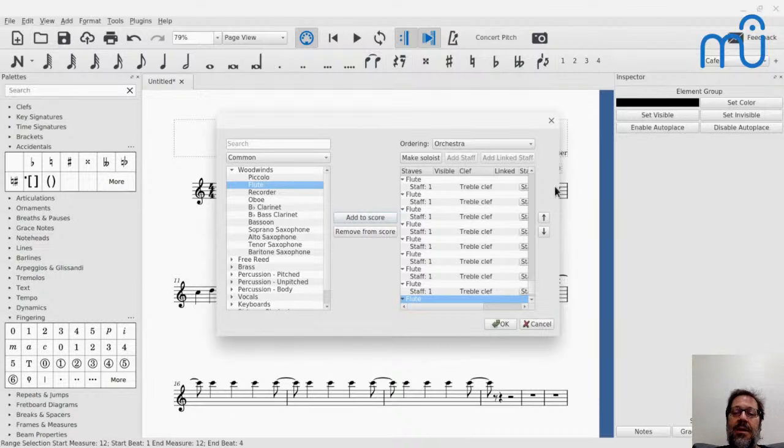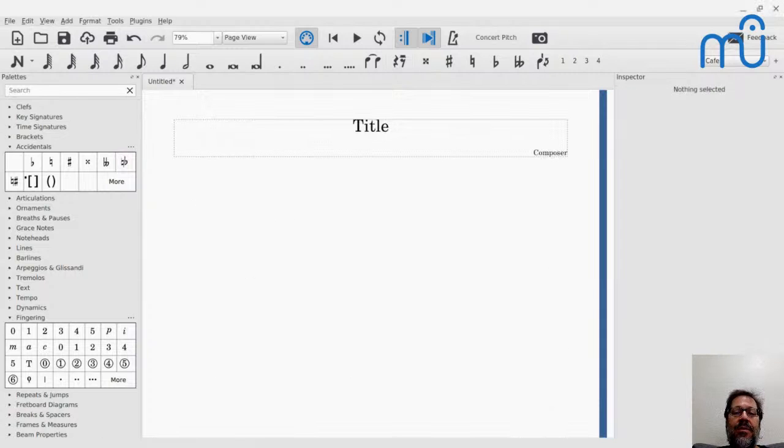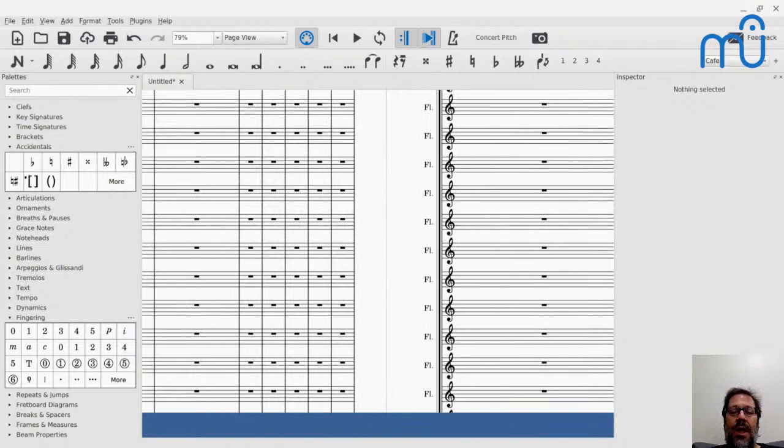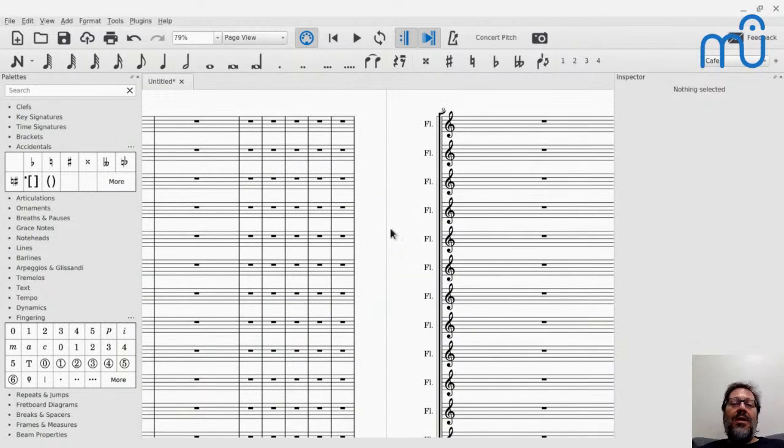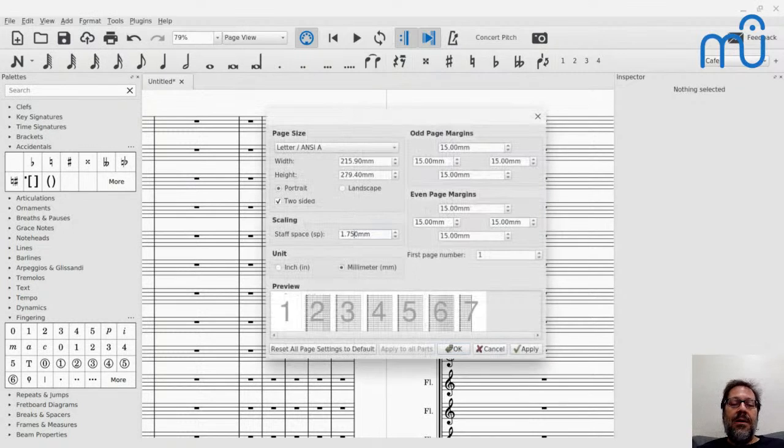So I've just added, I don't even know how many flutes, but a whole lot of flutes. And my score will now have a whole lot of flutes. Now, way too many to fit on the page, right? So I'd have to go to page settings and make the staff size smaller. Is that as small as it can go? No. And probably make my page size bigger.